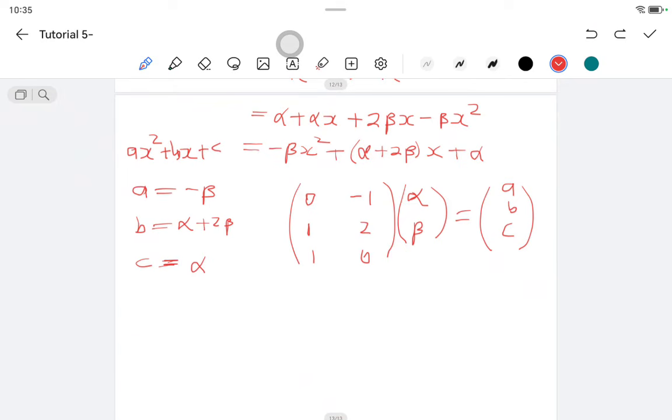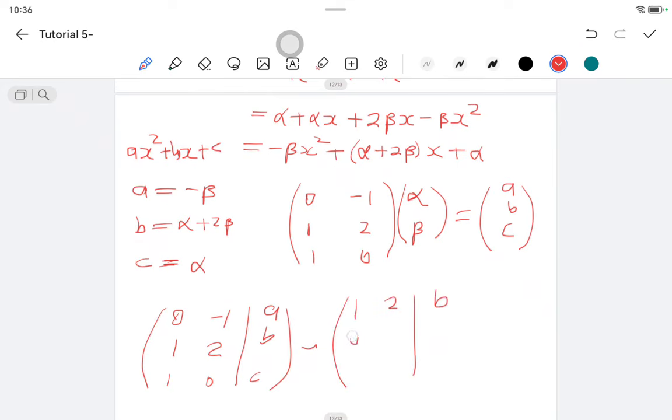So we must check if we have this. Let me not give them any name. Minus 1, 1. We must check the system. We have A, B, C. It says that we must have a leading one here, so I'm going to interchange these two. I'm taking the closest leading one. So I'm going to have 1, 2, B, 0 minus 1, A, 1, 0, C.